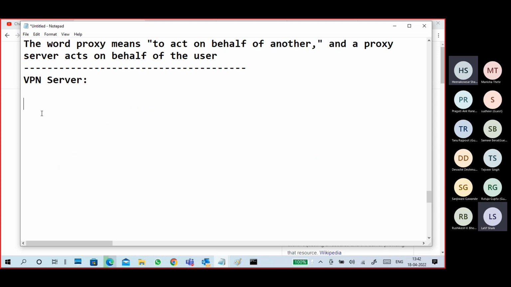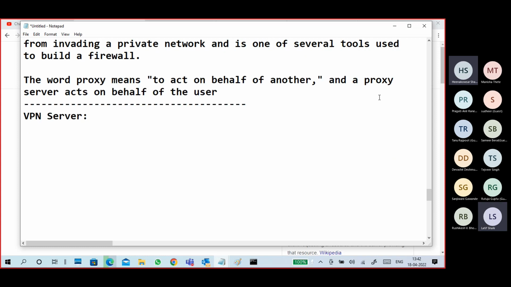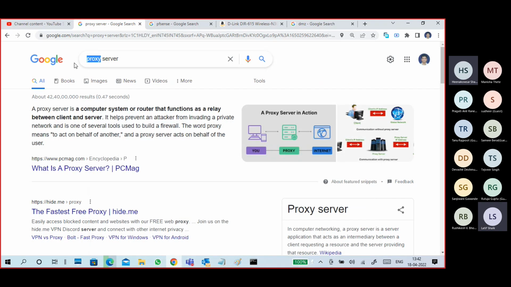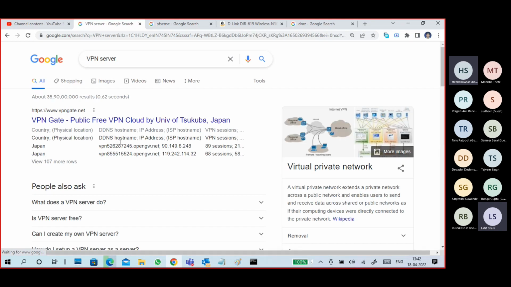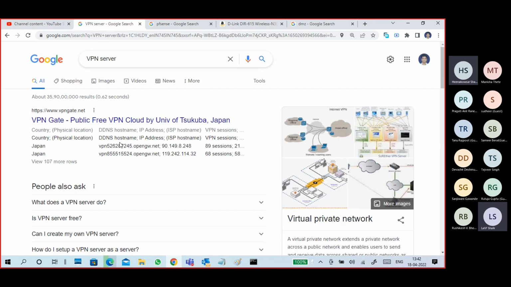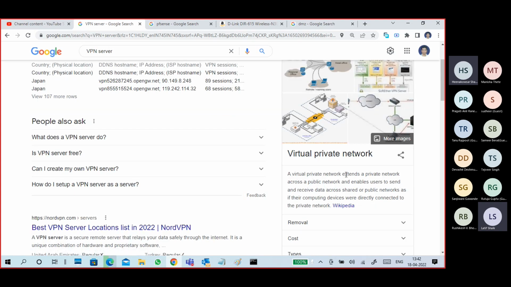Another one is a VPN server. So what is this VPN server? I have notes and a big text, so you can go through that one. There is an explanation also, just read it once. If you understand, it's okay, good.